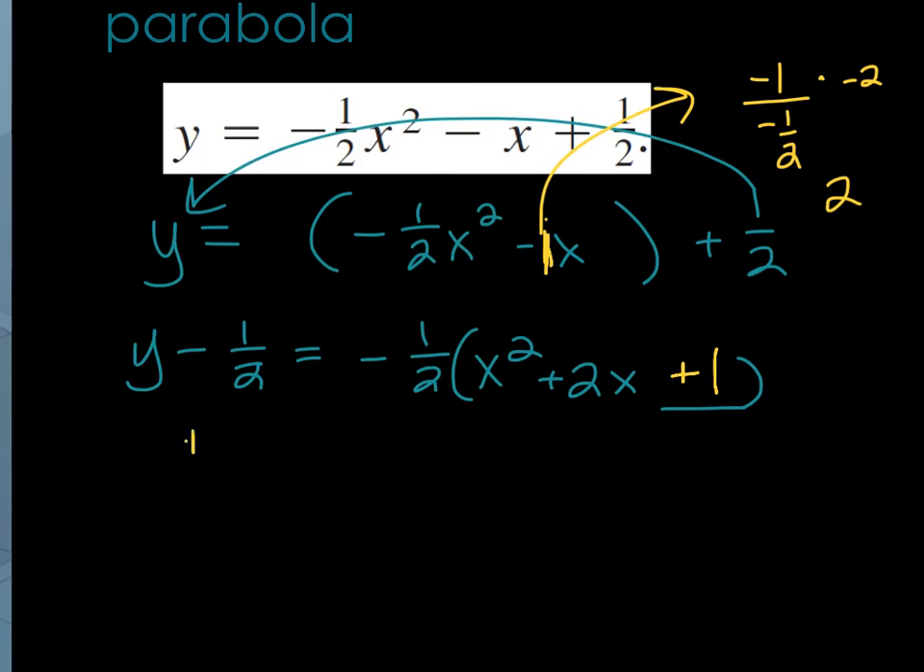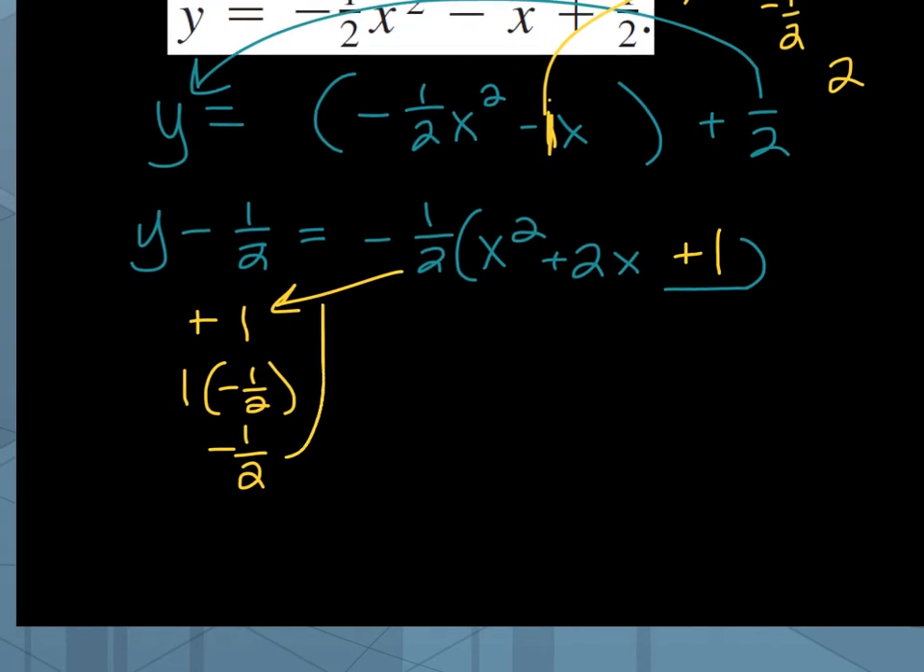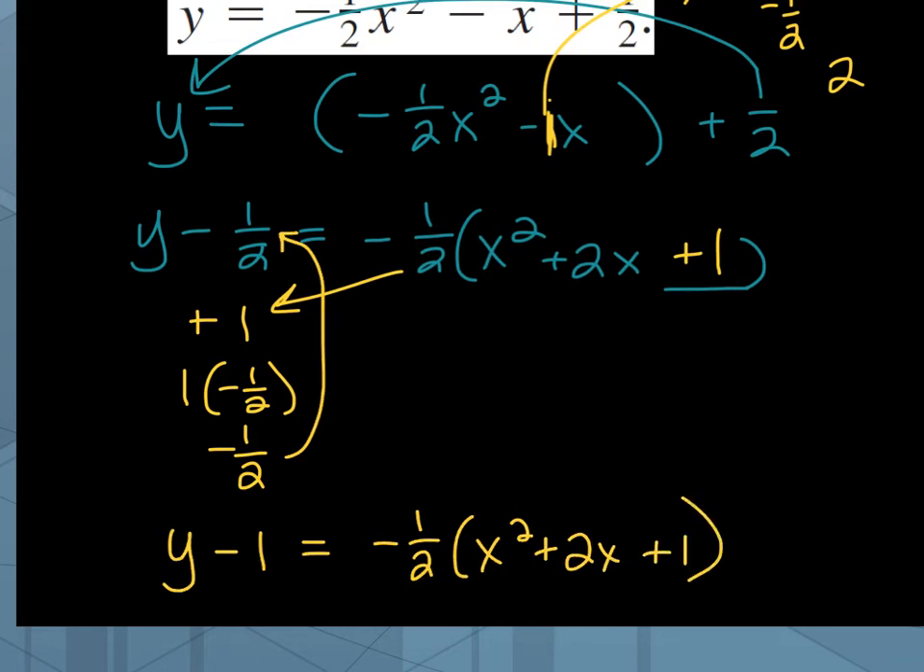Now normally I would add 1 over here to the negative 1/2, but I took something out, so I have to account for it. So instead of adding 1, I have to do 1 times a negative 1/2. That's actually negative 1/2. And that's what I have to add on to the negative 1/2. So negative 1/2 plus negative 1/2 is what? Negative 1. So this becomes y minus 1 equals negative 1/2 x squared plus 2x plus 1.